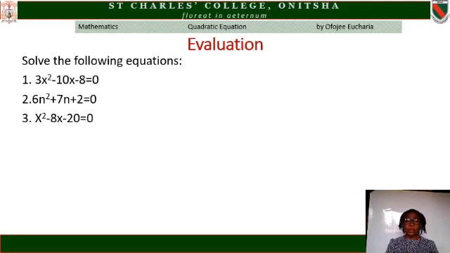Solve the following equations. 1, 3x squared minus 10x minus 8 equals 0. 2, 6n squared plus 7n plus 2 equals 0. 3, x squared minus 8x minus 2 equals 0.